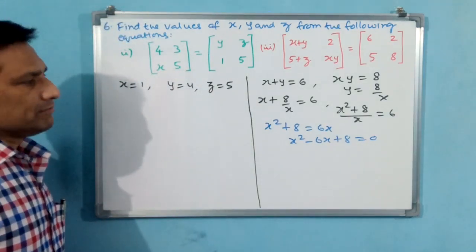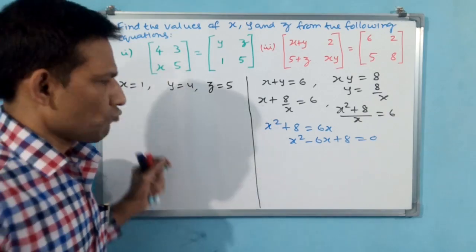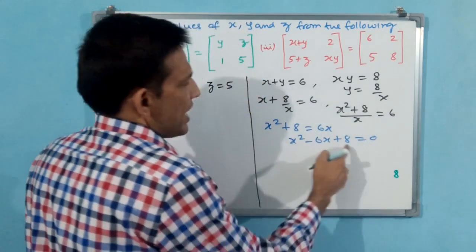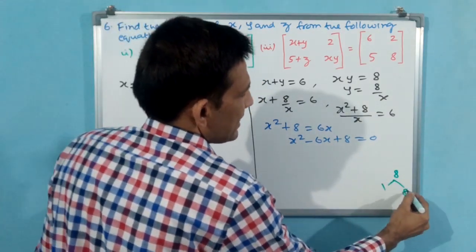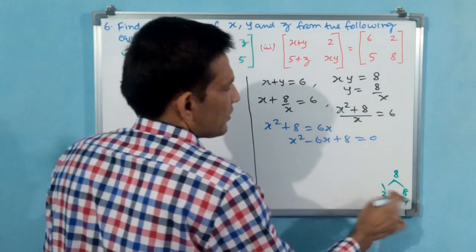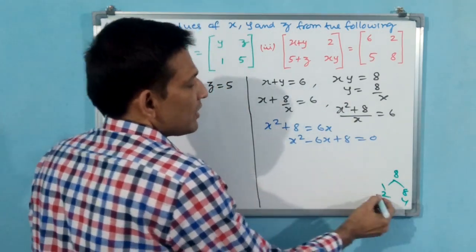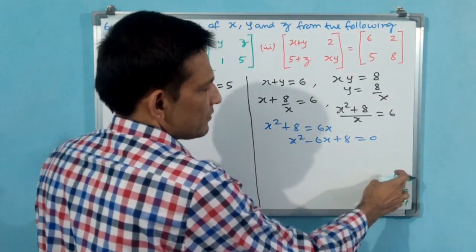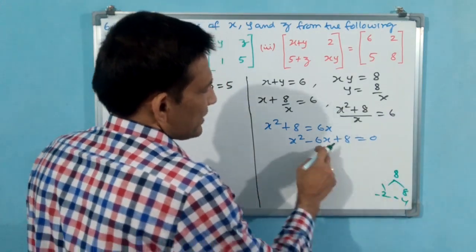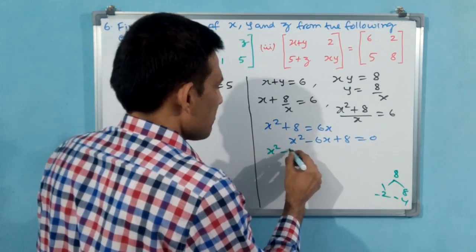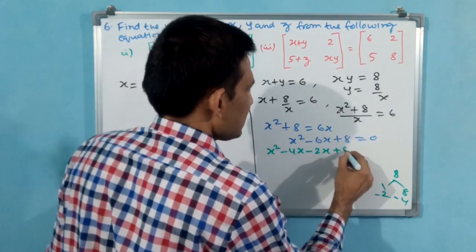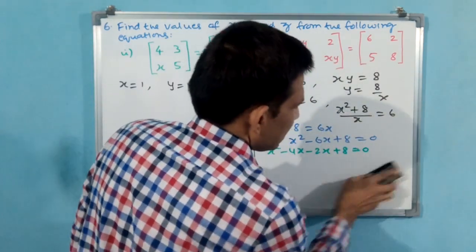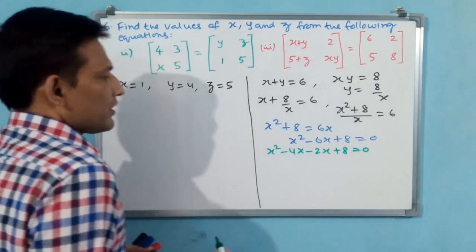Let us find the factors. 1 into 8, 8; no, 6 is not going to come. 2, 4, 8, and 2 plus 4, 6 is going to come. If you put minus 2, minus 4, then minus 6 is going to come, and minus 2 into minus 4, 8 is going to come. You can split into minus 2, minus 4. Write down x square minus 4x minus 2x plus 8 is equal to 0.